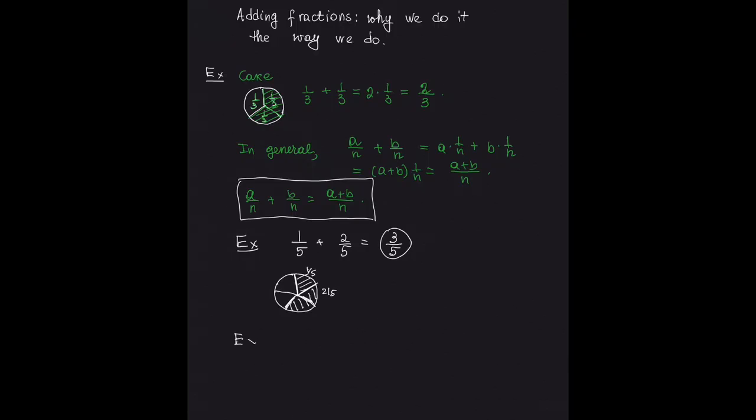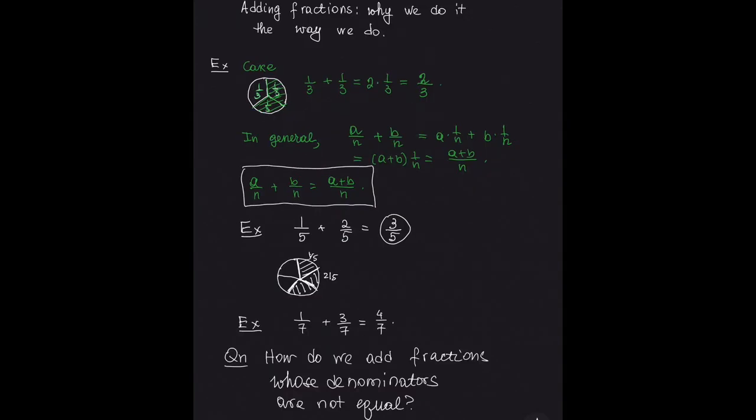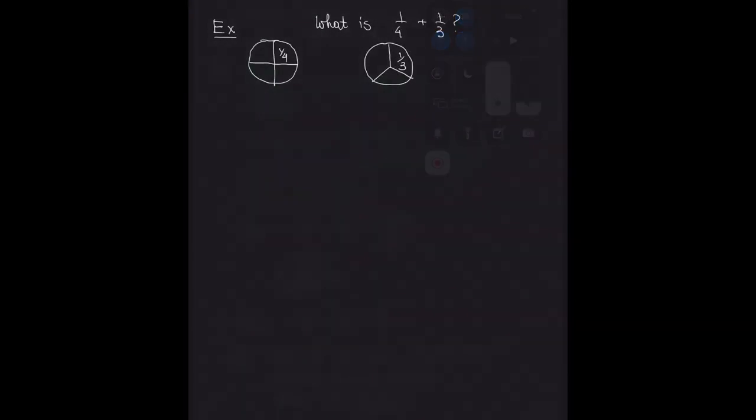So let's just do another example just to make sure we've got this. So suppose we have 1/7 plus 3/7. This is going to be 4/7. So now the question is, how do we add fractions whose denominators are not equal? To answer this question, let us consider this example. Let us try to figure out what is 1/4 plus 1/3.